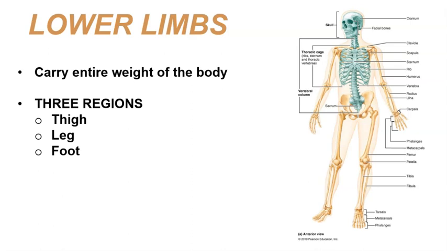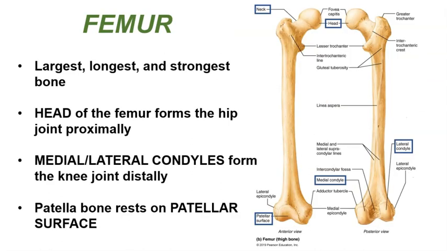To conclude our review of the appendicular division of the skeleton, we'll examine the bones belonging to the lower limbs. The lower limbs are subdivided into three regions: the thigh, the leg, and then finally the foot. So recall that the thigh is the region that's found between the hip joint and the knee joint. The thigh contains a single bone, the femur.